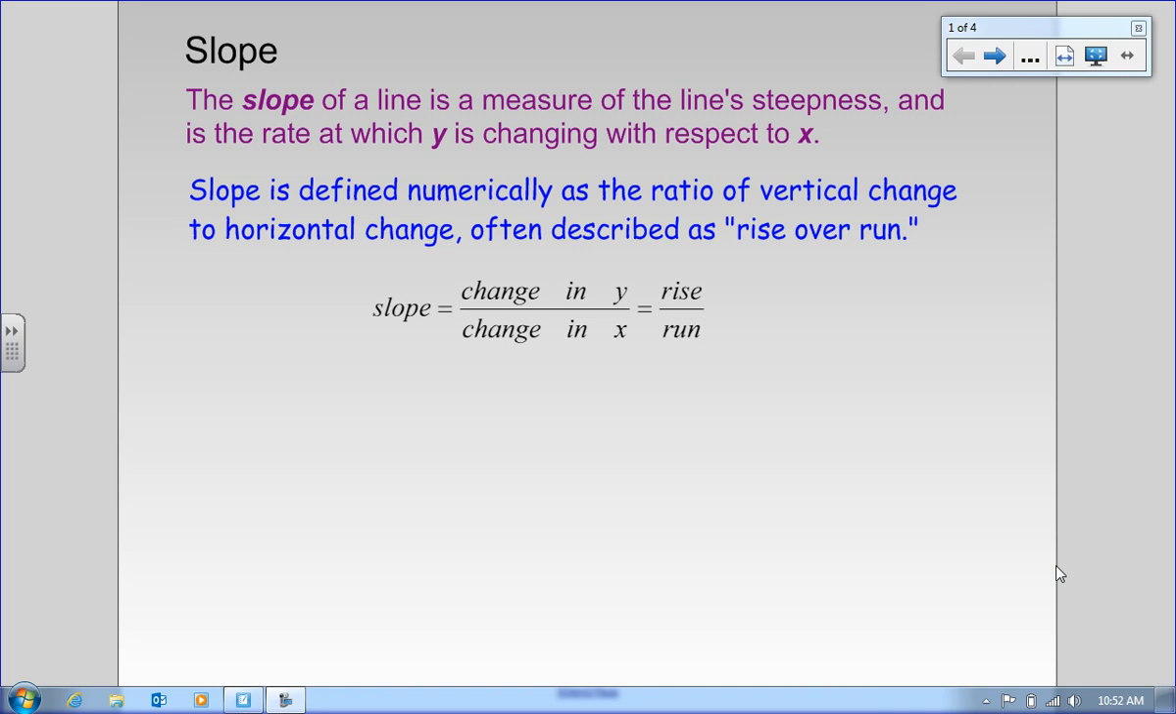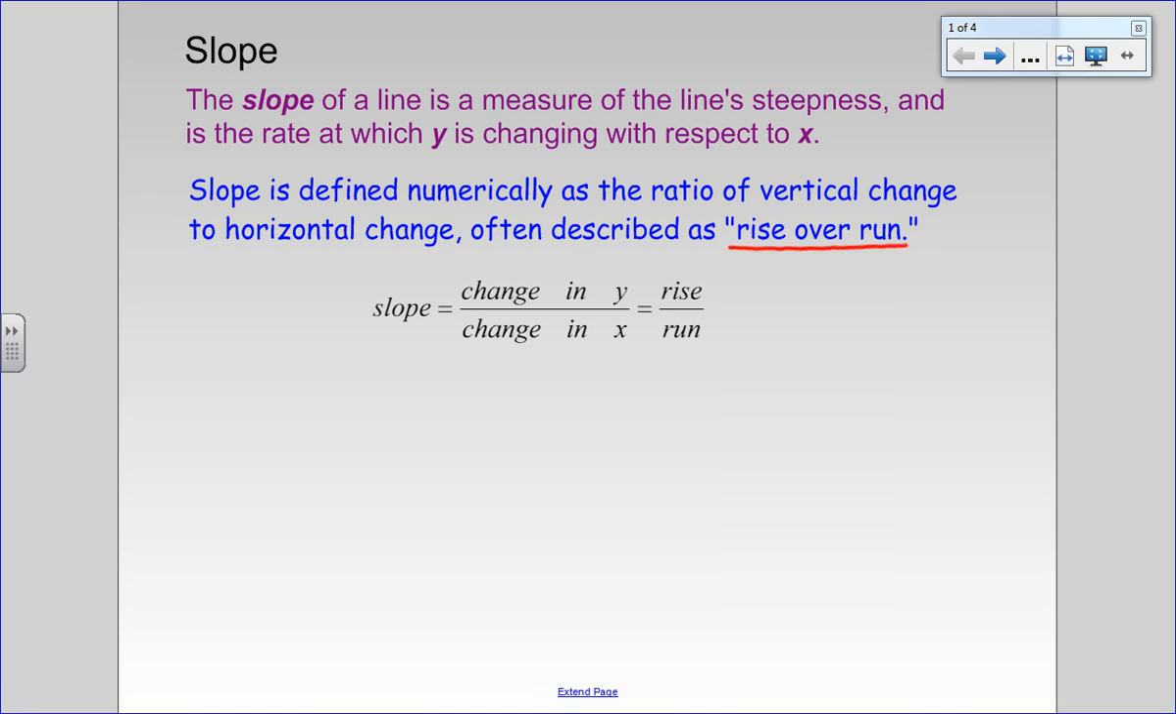The slope of a line is a measure of the line's steepness and is the rate at which y is changing with respect to x. Slope is defined numerically as the ratio of vertical change to horizontal change, often described as rise over run. We can see the equation for slope shown on the slide. It's simply the change in y, the rise, divided by the change in x, the run.